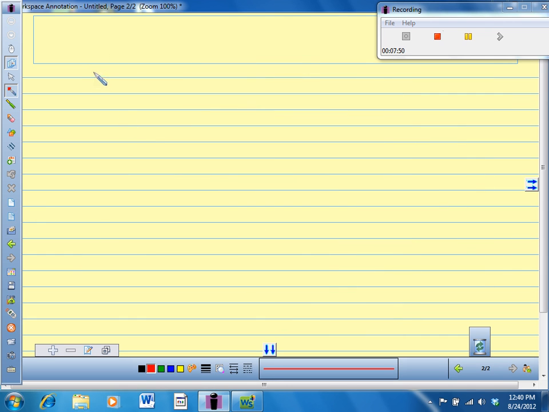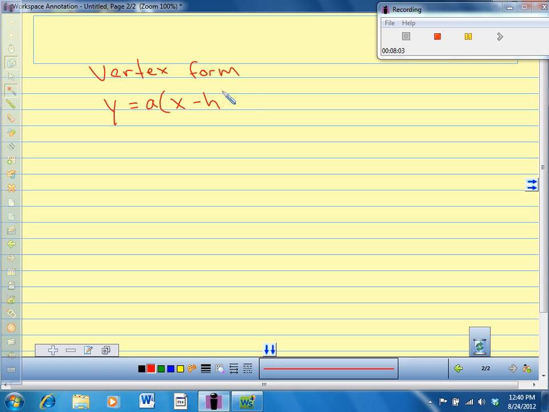Vertex form. And we went over this on the summer package. Vertex form: y equals a(x minus h) squared plus k. You've seen that before? You should have seen that on your summer packet more than once. So say for instance I have y equals x squared minus 6x plus 1. y equals x squared minus 6x plus 1.